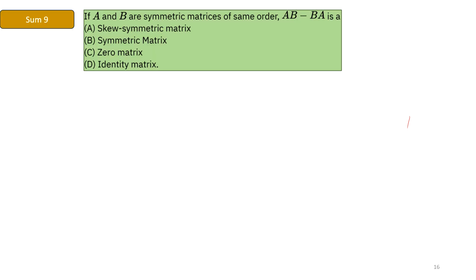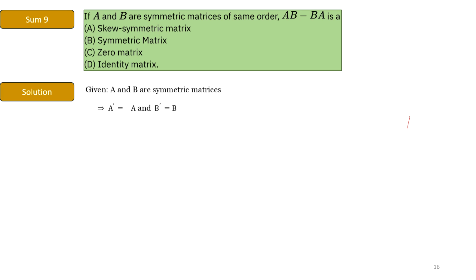Sum number 9. If A and B are symmetric matrices of same order, AB minus BA is equal to skew symmetric matrix, zero matrix, identity matrix. Solution. Given A and B are symmetric matrices, A transpose is equal to A and B transpose is equal to B.